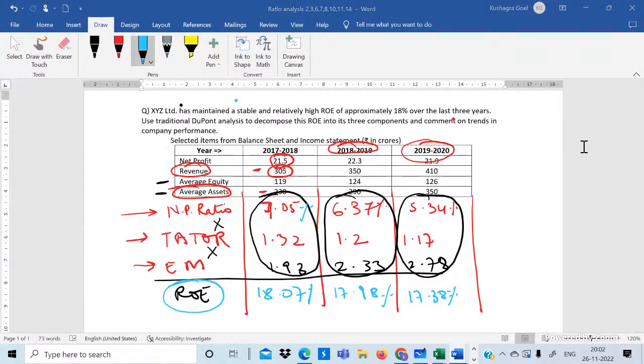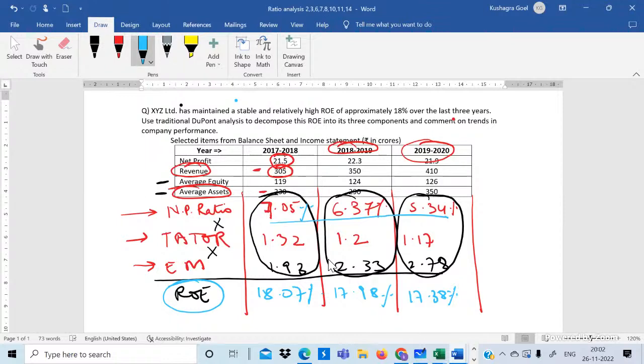Okay, let's look at it. Now let's look at the net profit ratio. If you look at your net profit ratio, it's on a declining trend. From 7%, it went to 6, and then it moved to 5, which means your profitability is going down. You're not able to control the cost, which again tells me that you are inefficient as far as cost management is concerned. Then let's look at asset turnover ratio.